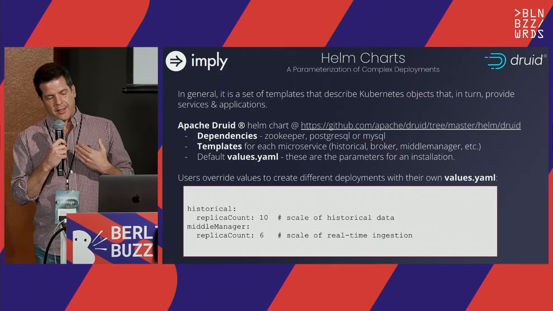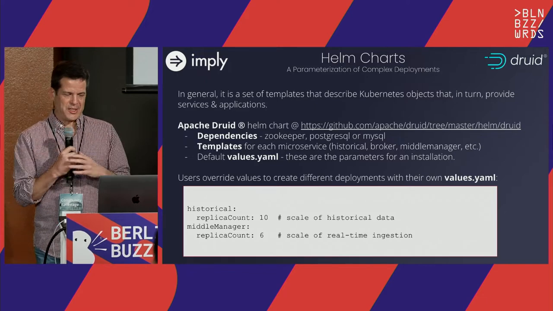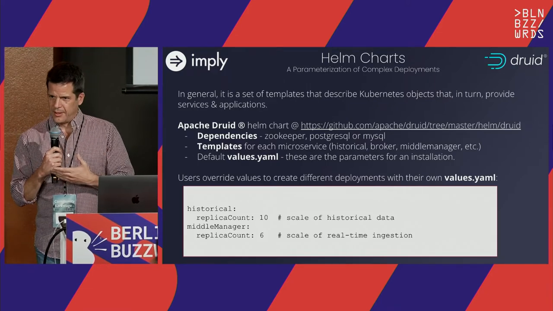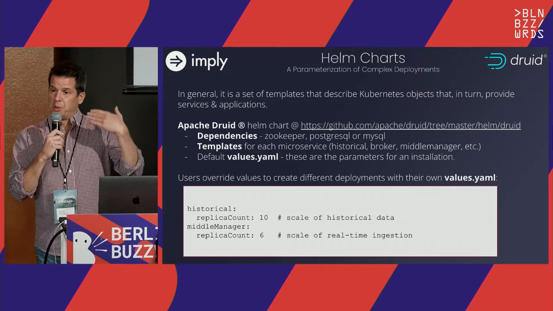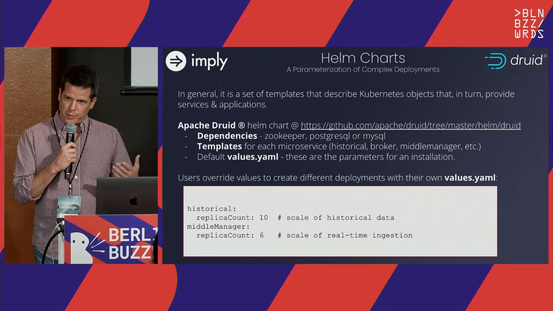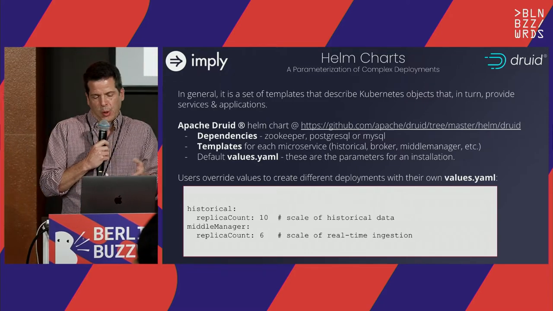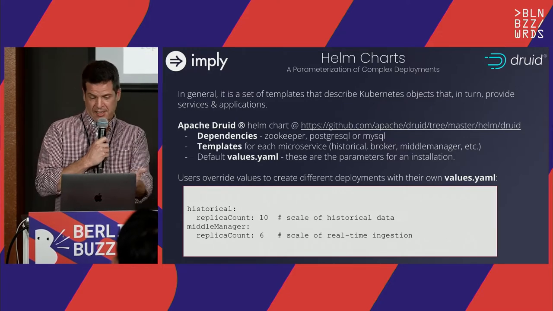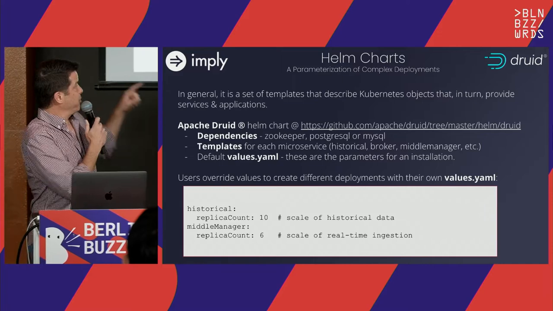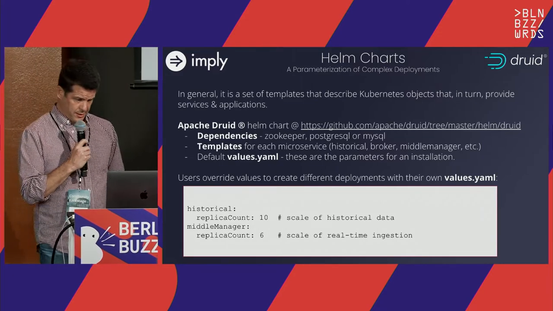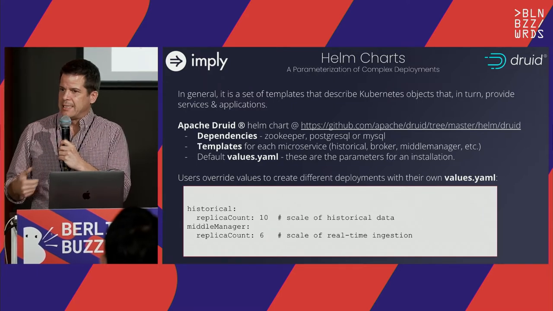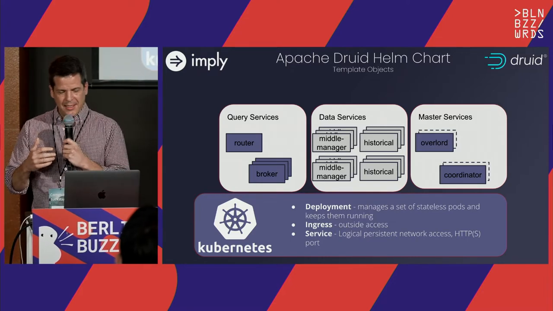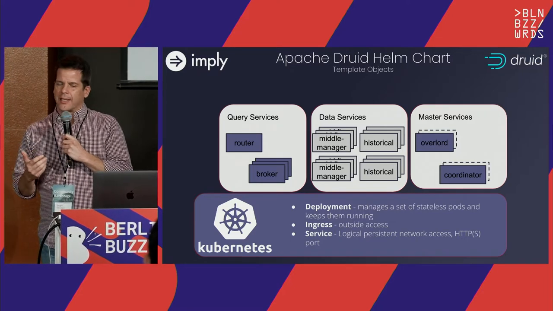So when you're deploying a particular cluster, all you need to do is override those parameters that you want to change in your own values file. And it will use all of the defaults plus the overrides that you provided, right? So you can deploy a 10 historical node and six middle managers by simply replacing the replica counts of those two elements. Helm charts make it really easy to deploy things. So what I'm talking about next is what those objects are, what those templates look like inside the Helm chart, right?